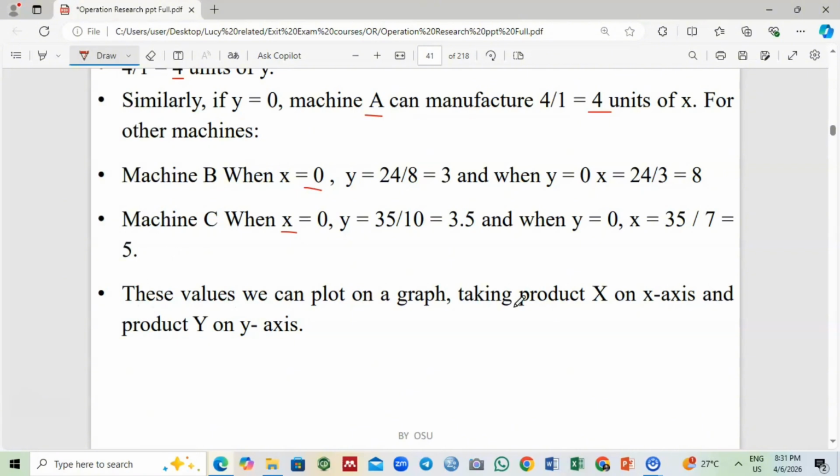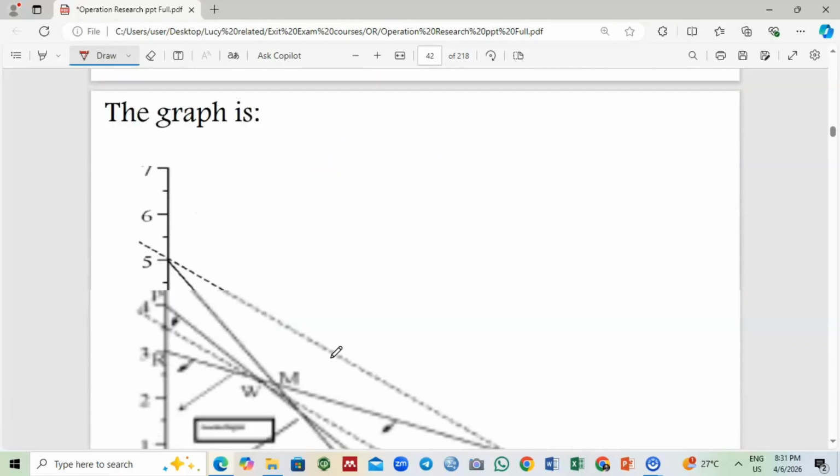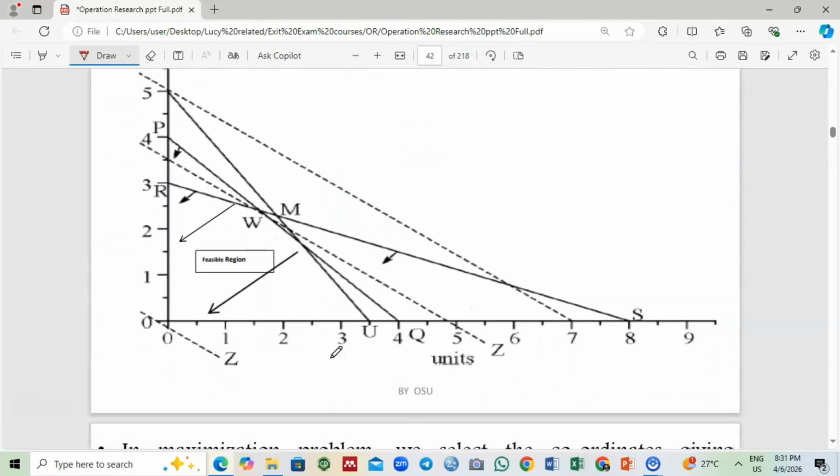This value can be plotted on the graph, taking x on the x axis and y on the y axis. Now this is the units and this is the profit.